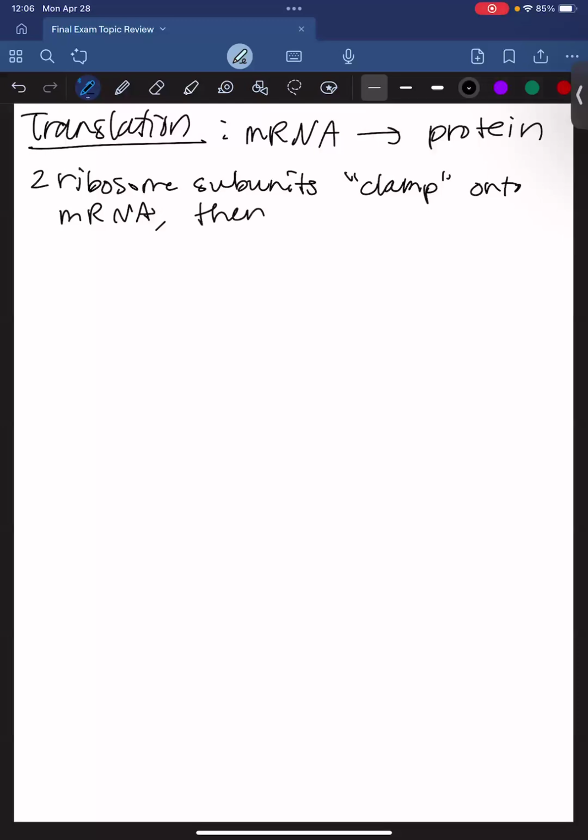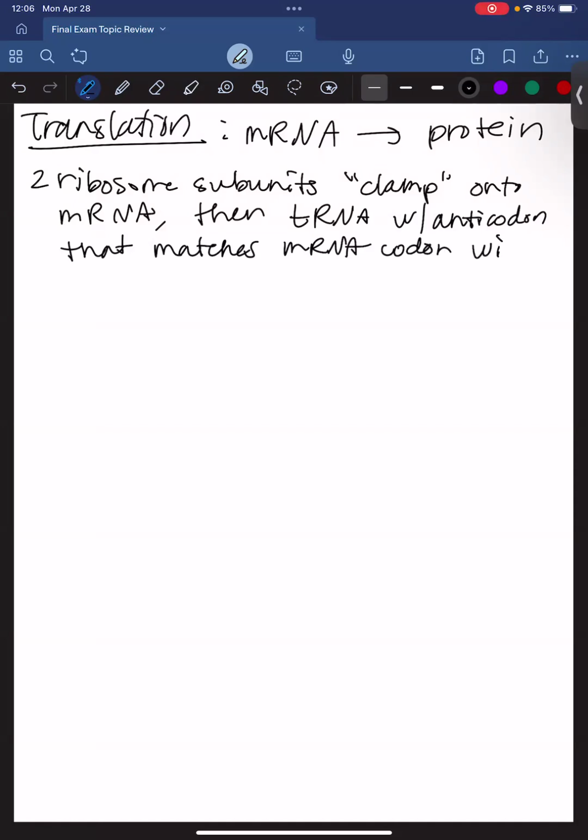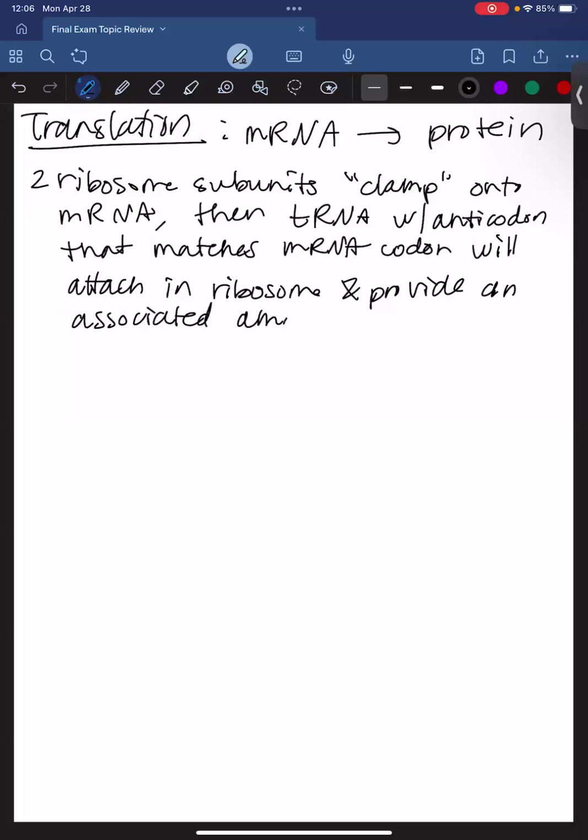So anyway, now that we've made our mRNA from our DNA copy through transcription, now we can go through translation. So what happens here is we have 2 ribosome subunits that clamp onto the mRNA sequence. Then tRNA with an anticodon that matches the mRNA codon will attach in the ribosome and provide an associated amino acid.